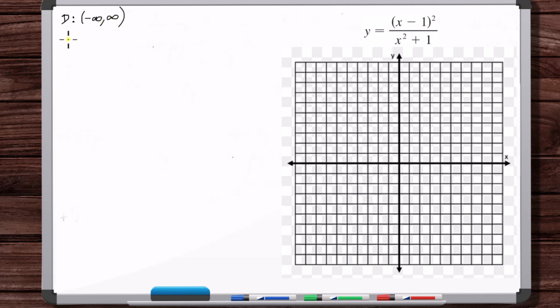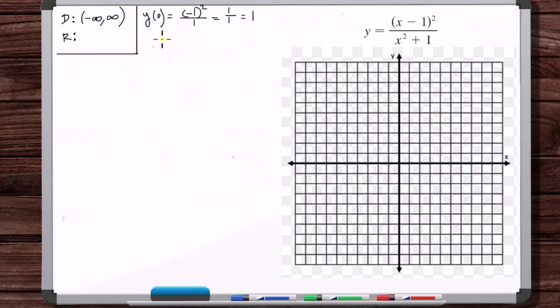Now it's hard to see what the range will be, so let's continue with the rest of the analysis, and then we'll come back to the range. Okay, now x and y intercepts. For y-intercepts, set x equal to 0 and solve for y. So you get minus 1 squared over 1. Okay, so (0, 1) is a y-intercept.